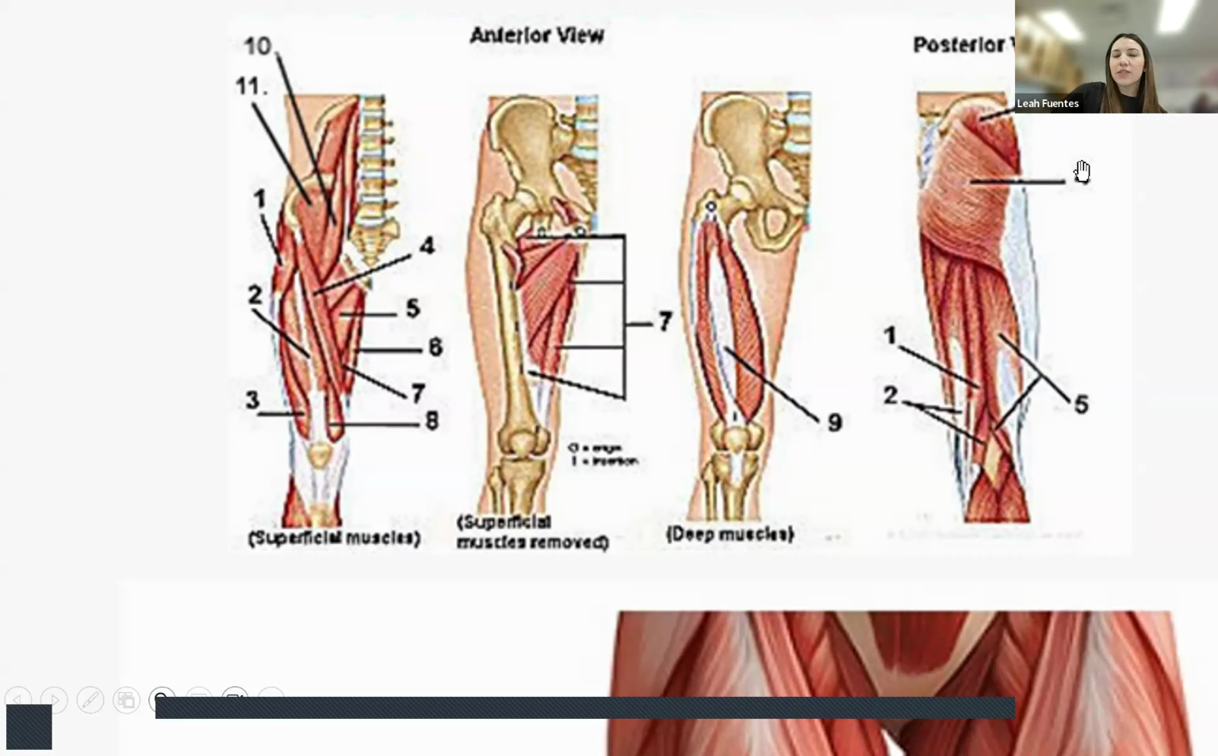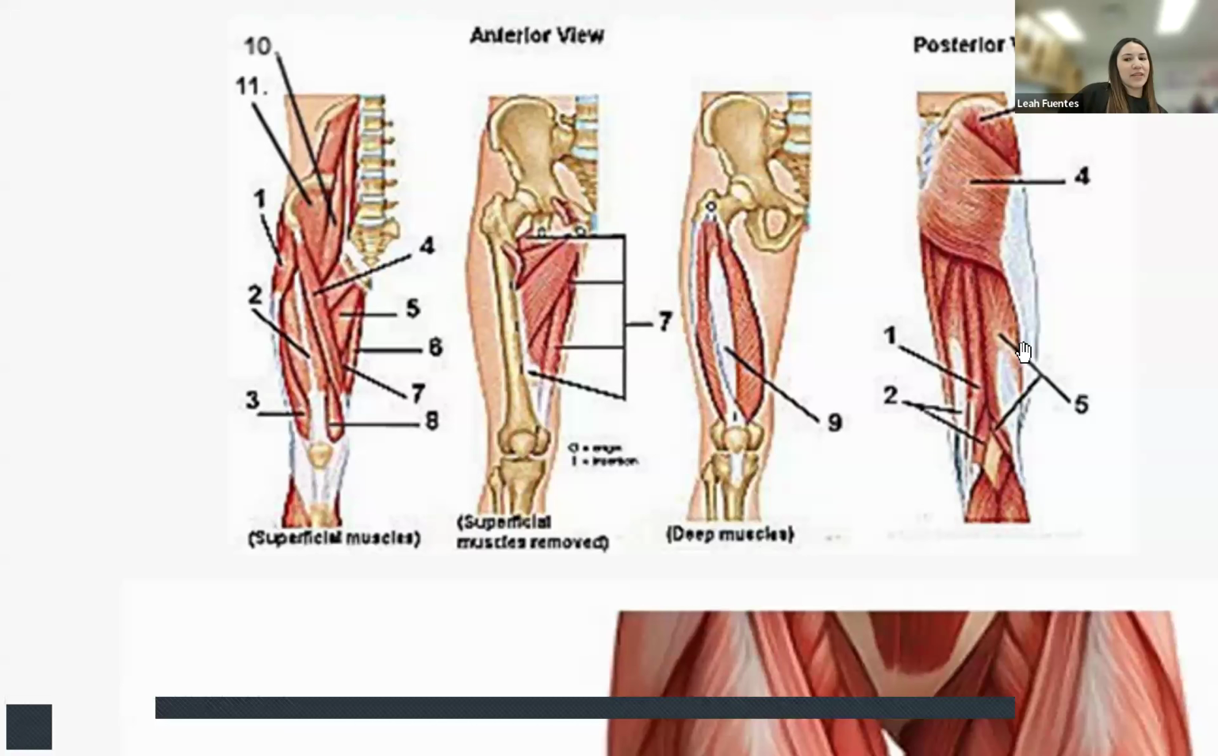What about, okay, so we know that this is posterior and we're looking directly at the back of our upper leg. So what would be number 5 right here? Do you know what this one is? Remember, we just talked about this specific area. Hamstrings, yeah.